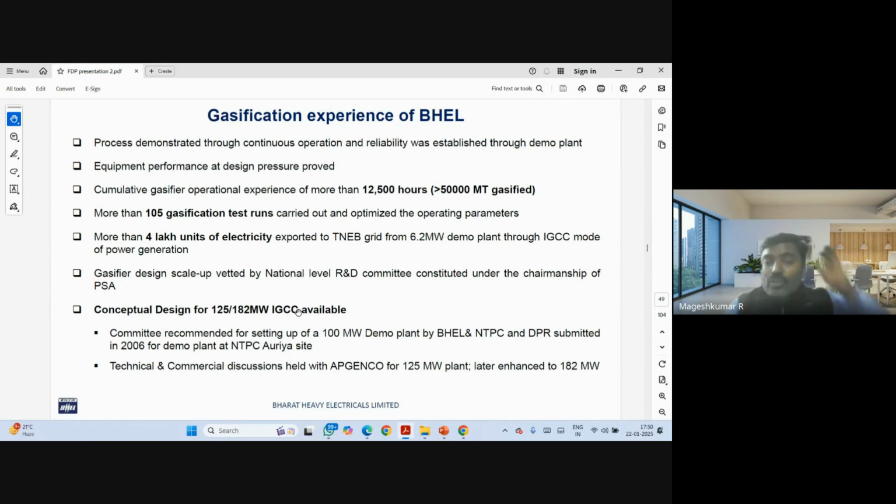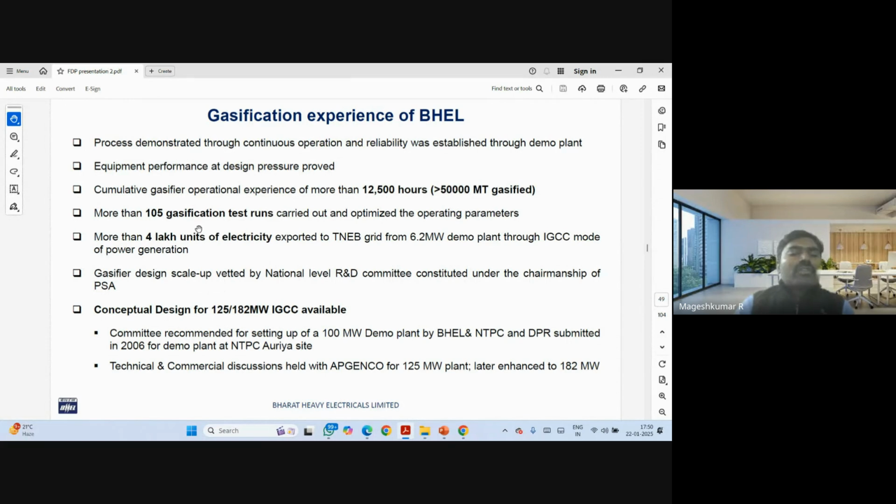Many of you were connected when the artificial intelligence session was going on. Those days, gasification test runs were done before the advent of artificial intelligence. But by implementing those technologies, the operating parameters can be optimized in a better way. There is a lot of research going on in those aspects, on how we can simulate things in a better way and optimize the results.